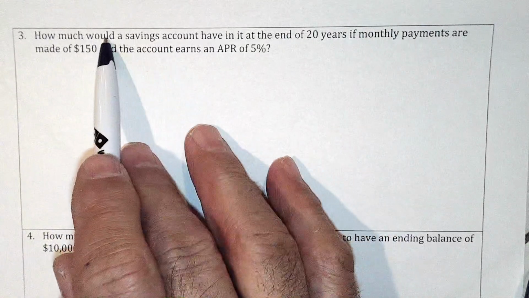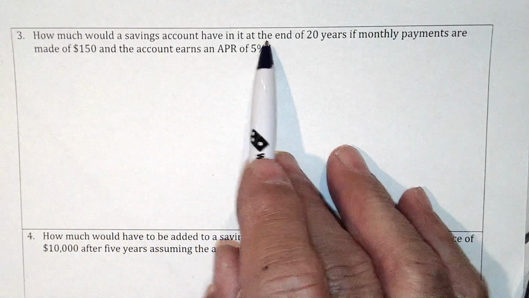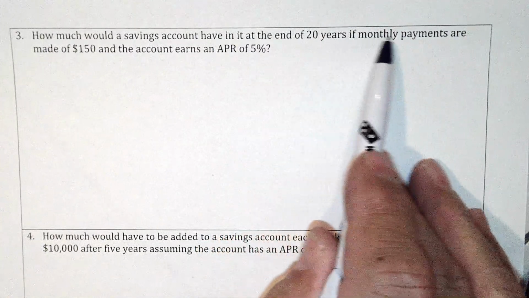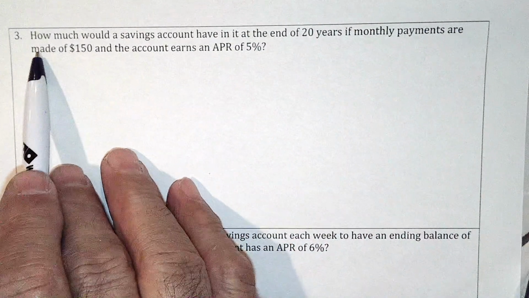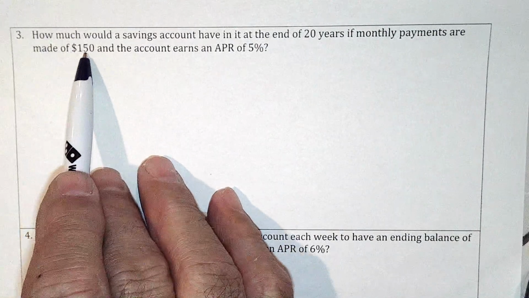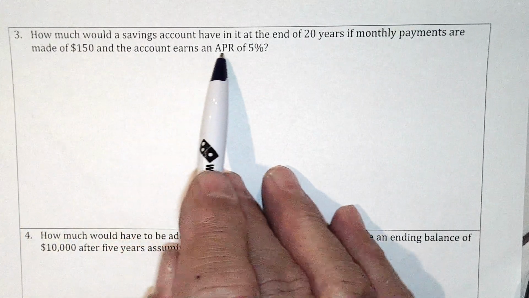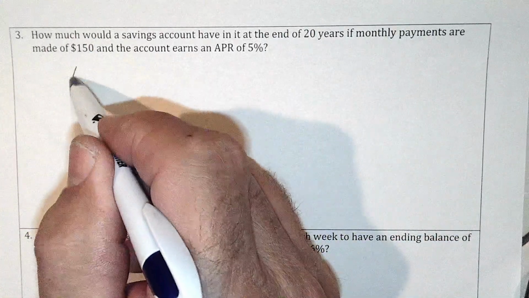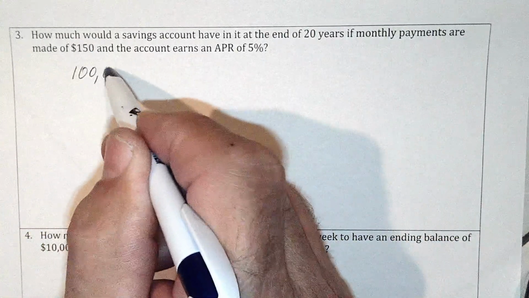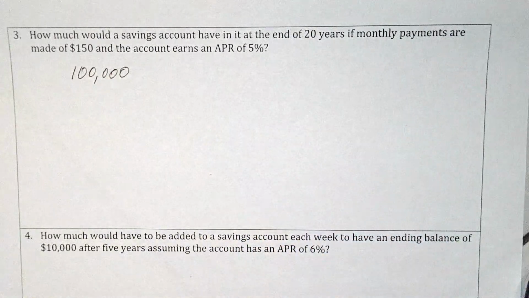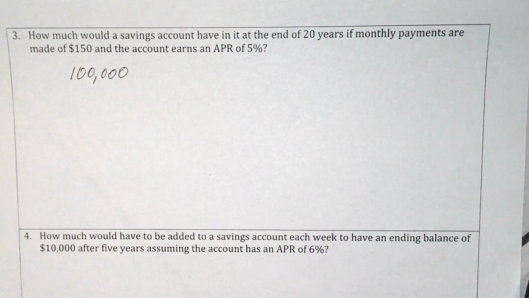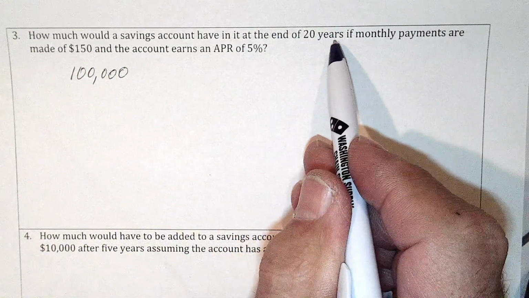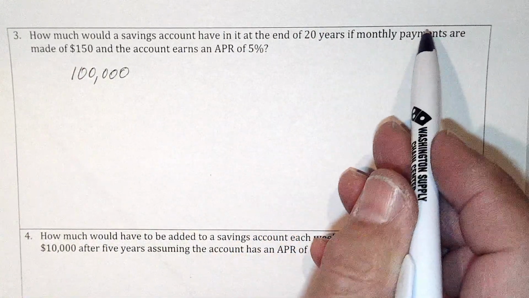How much would a savings account have to have in it at the end of 20 years if the monthly payments are made at $150 and the account earns 5% interest? Again, this one should be to have 100,000 at the end. I didn't say that clearly in this sample test. So we're trying to get 100,000, but now we're going to do it for 20 years with monthly payments.